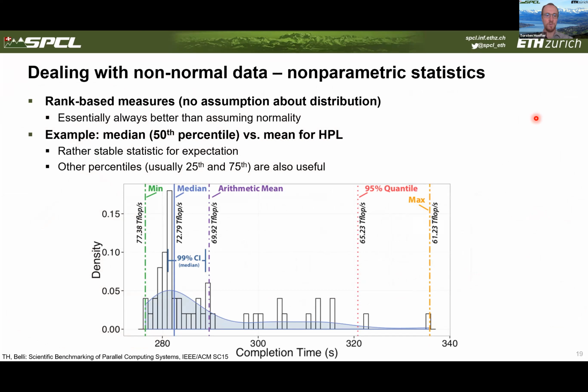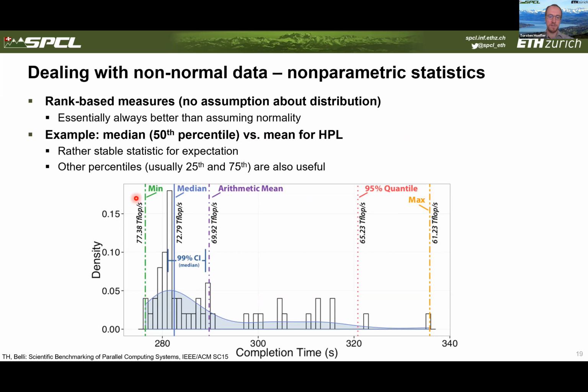And this is quite interesting as well, because there are lots of rank-based measures where we make no assumption about the distribution, sometimes also called non-parametric statistics. For example, the well-known median, where we sort the data and just take the middle of the sorted data, so it's sometimes also called the 50th percentile, is much better than the mean.